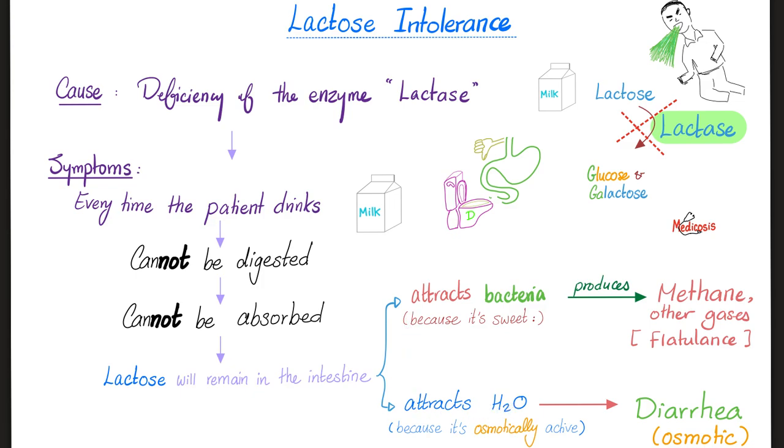Disaster number two. This is sugar, osmotically active. It's going to attract water. You'll have tons of sugar and water in your gut, causing diarrhea. What kind of diarrhea? Secretory diarrhea? Shut up. Osmotic diarrhea. So every time you drink milk, you will spend the rest of the day in the bathroom if you have lactose intolerance, aka lactase enzyme deficiency.